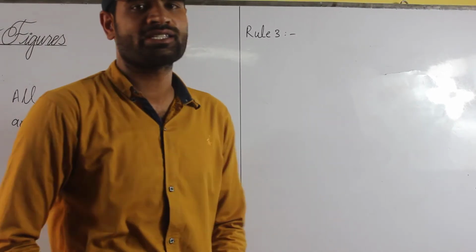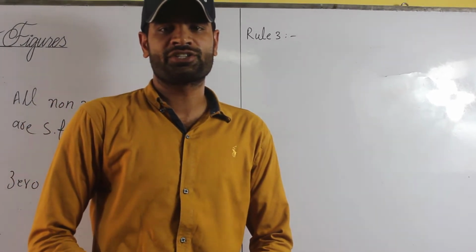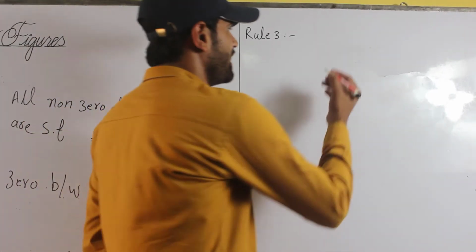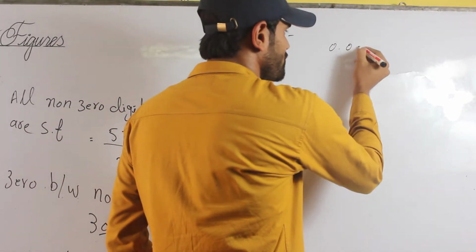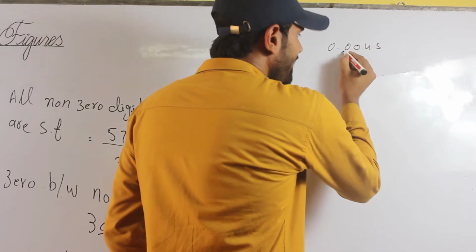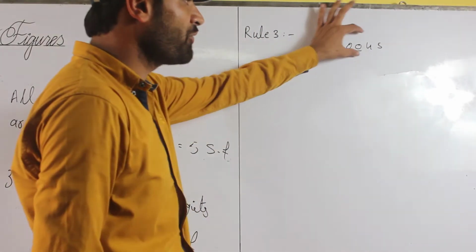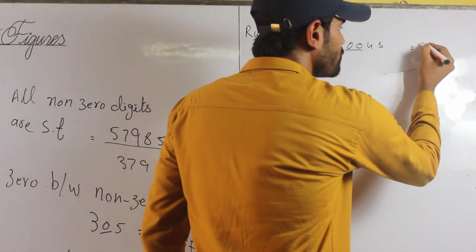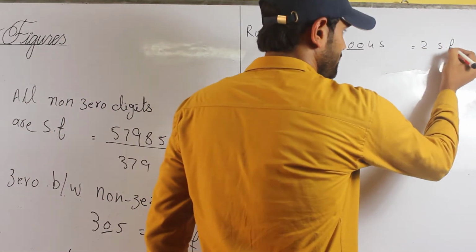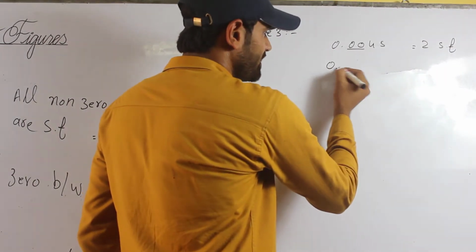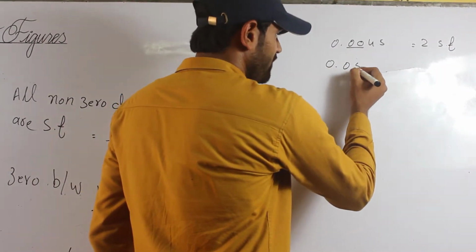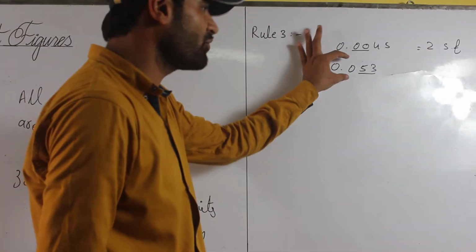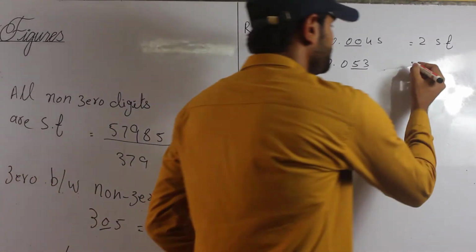In decimal numbers, zeros before the non-zero digits are not significant. For example, 0.0045. In this decimal amount, the zeros before the non-zero digits are not significant, so this amount has 2 significant figures. Another example is 0.053. This also has only 2 significant figures because this 0 is not significant.